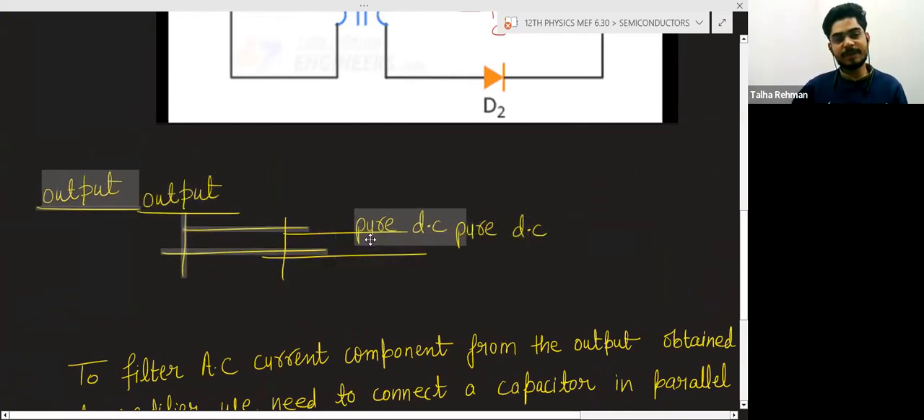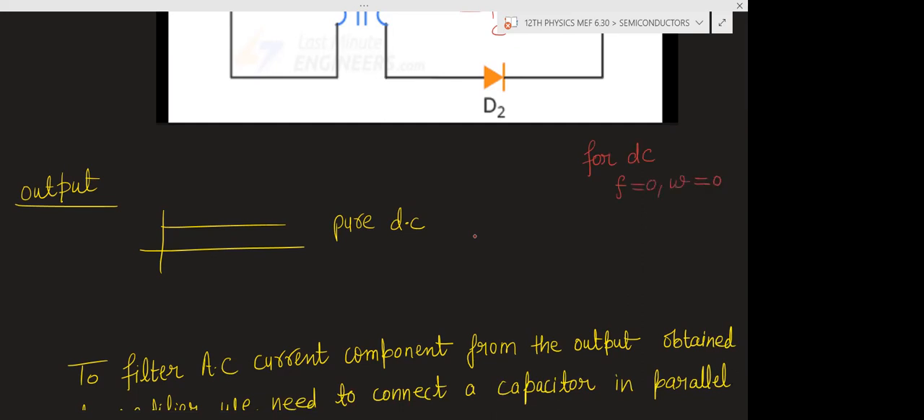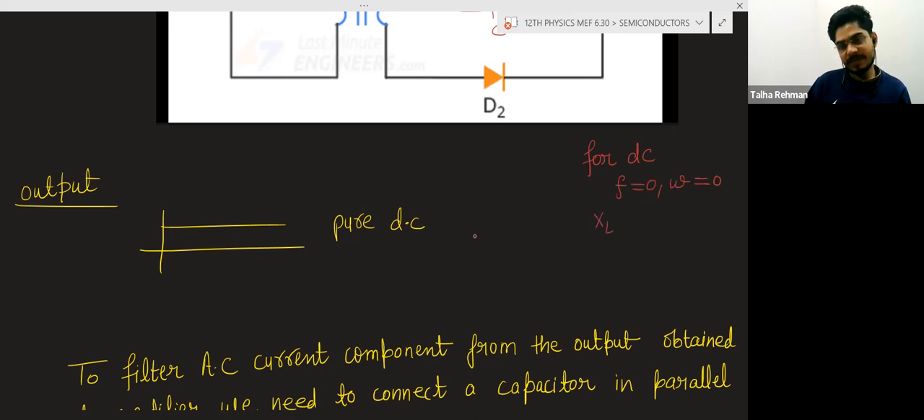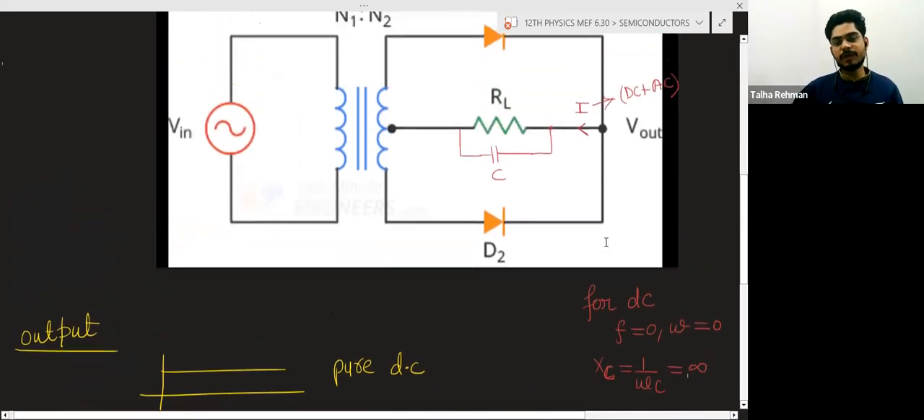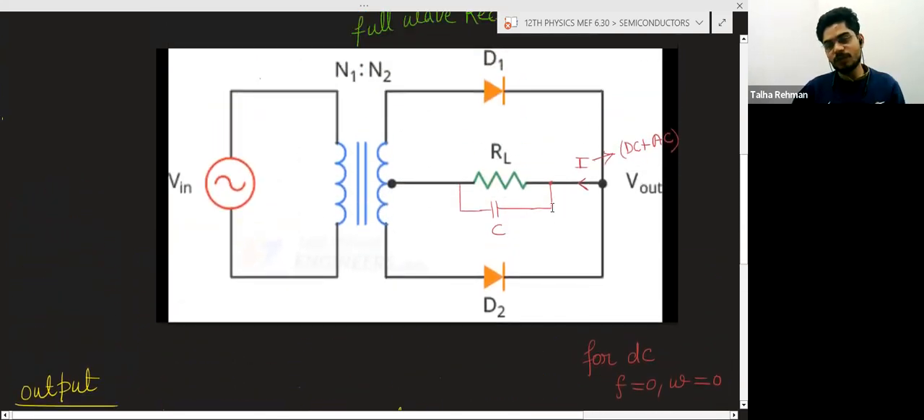DC current cannot flow in capacitor. In capacitor only AC current can flow because for DC the frequency of DC current is 0. So the capacitive reactance XC will be 1 upon omega C, and this will become infinite. Means capacitive reactance will be infinite. That is why the current cannot flow through the capacitor, or capacitor blocks DC.